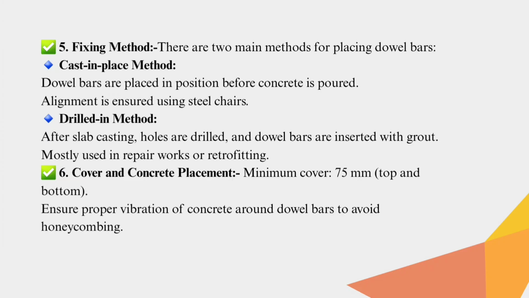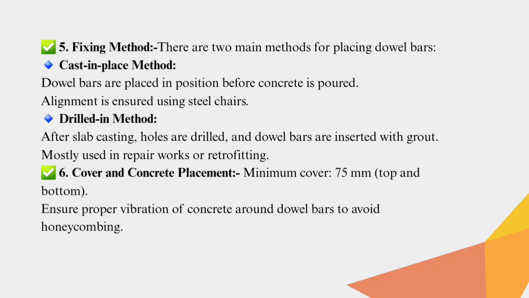The next point is the fixing method. There are two main methods of placing dowel bars. The first one is the cast in place method. Dowel bars are placed in position before concrete is poured, and alignment is ensured using steel chairs. And the second method is the drilled in method. After slab casting, holes are drilled and the dowel bars are inserted with grout, mostly used in repair work or retrofitting. So these are the two different methods of fixing dowel bars.